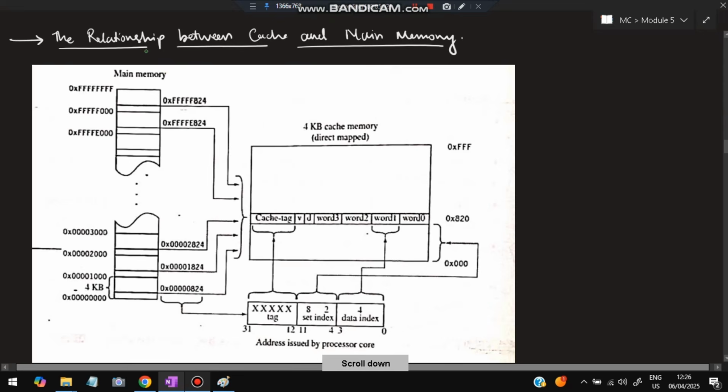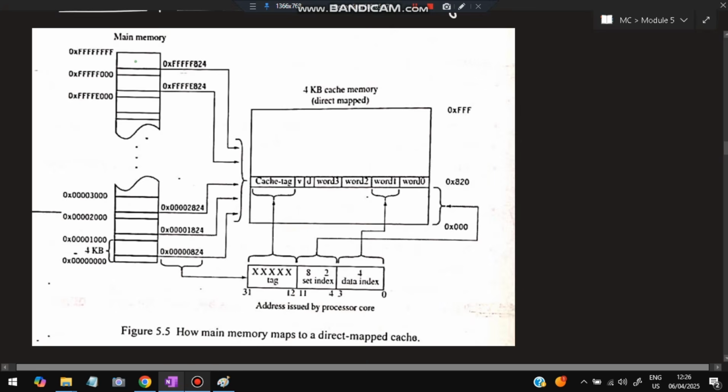Okay. Now, the relationship between cache and main memory, how both are related. This is the main memory, as you can see. This is the place where we store the data. Like that, many data are stored, and the addresses are also given here, addresses for each data. All this data will be put in one line. One line will have one particular data, the second data will be in the second line, then the third line, fourth line, like that. All the lines will be present in this particular cache.